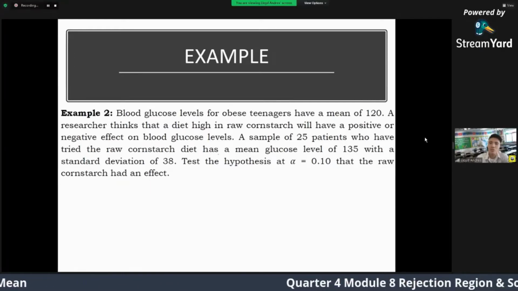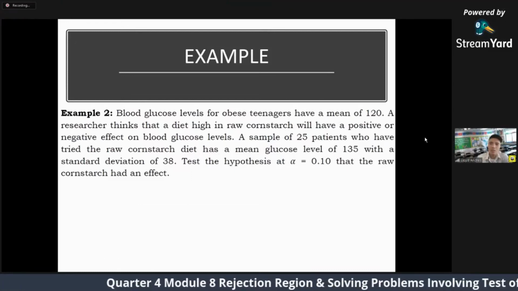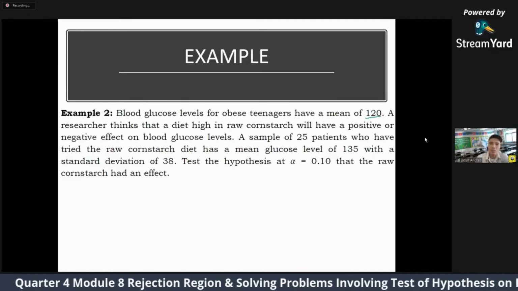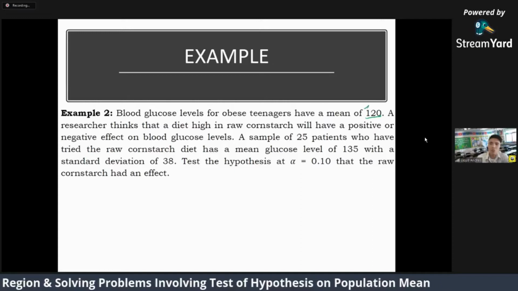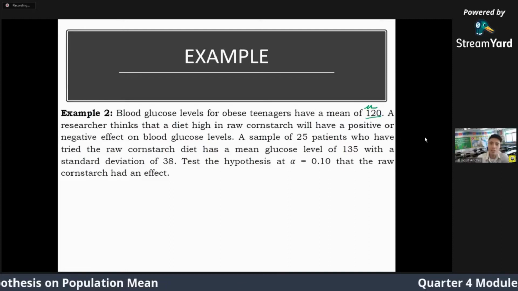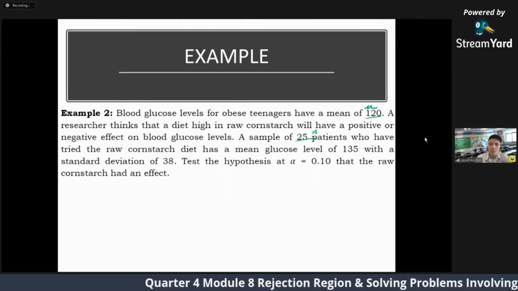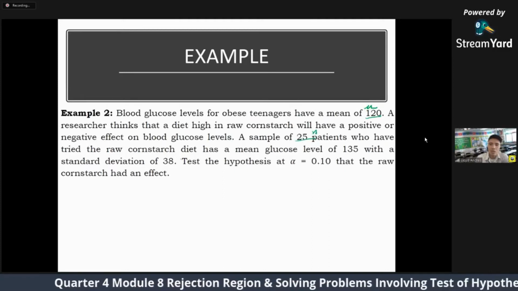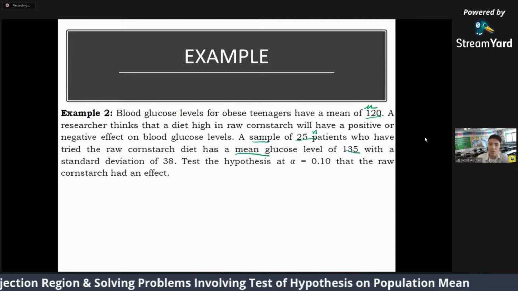So, first, determine sa tanan sa ato ang mga given. This is a mean. So, this is mu, population mean. A researcher, based man sa previous data, a researcher thinks that the diet, so naa tay sample of 25. So, this is our N. Tapos, naa tay mean, pero based sa sample. So, this is our X bar.